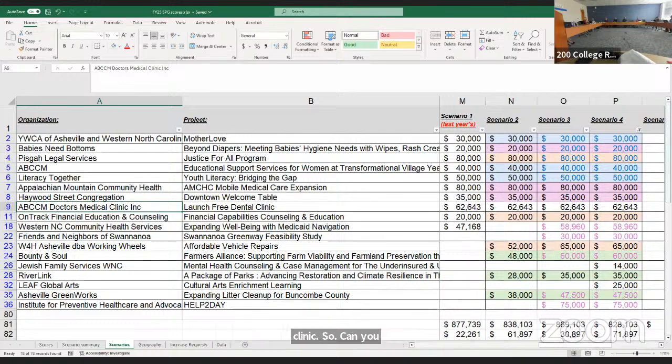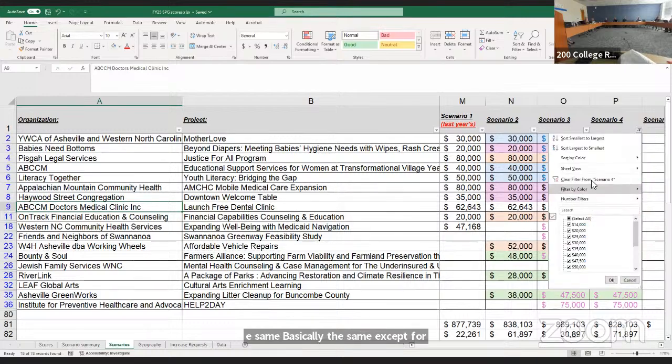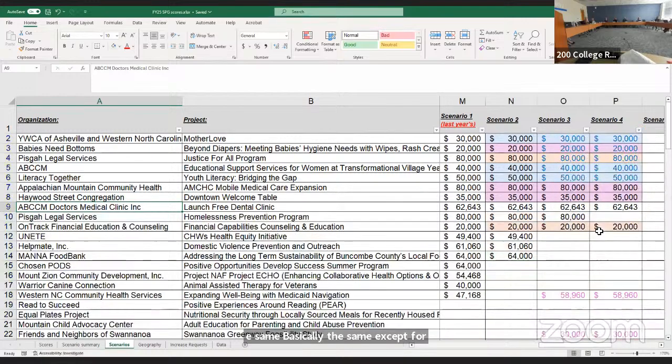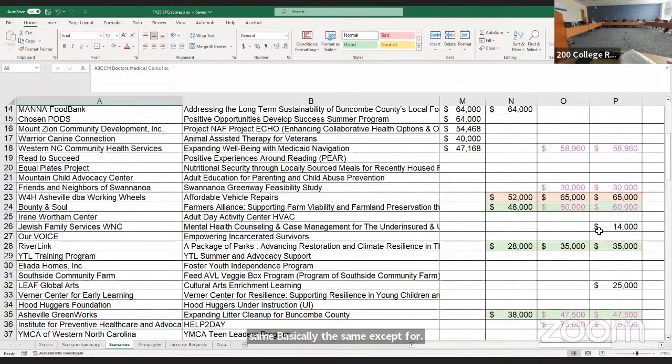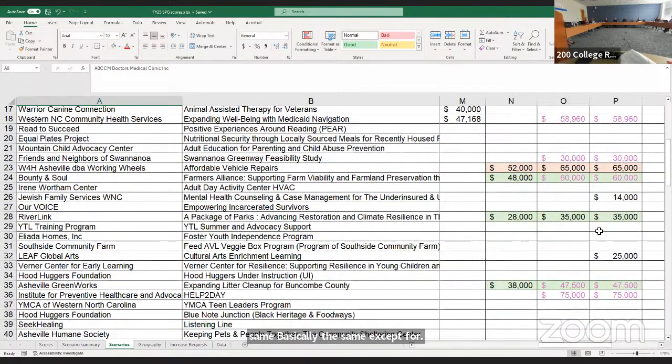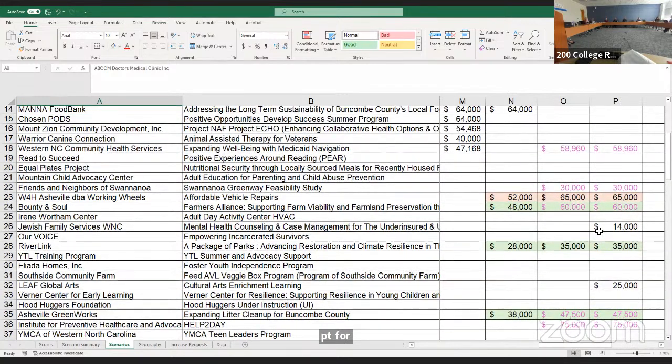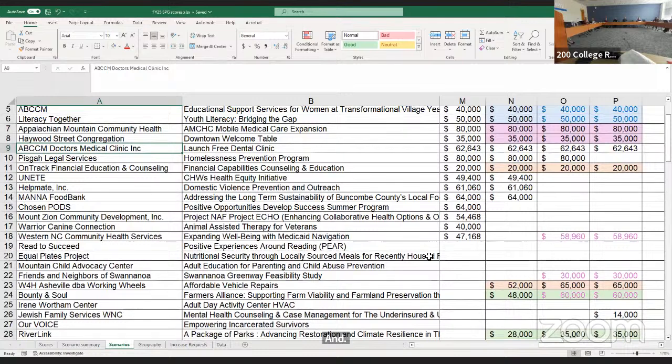Can you see who doesn't get funded in these? Or is it all the same sort of funded? It's basically the same except for one, and that one is removed, so it wouldn't get funded. And instead you'd be funding the 2 smaller requests.